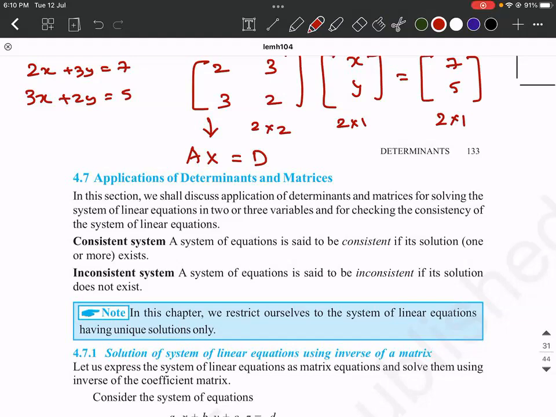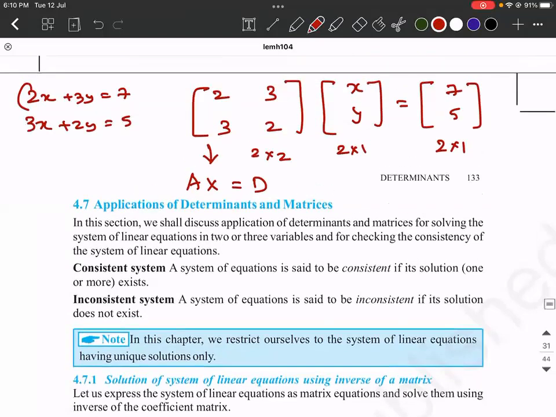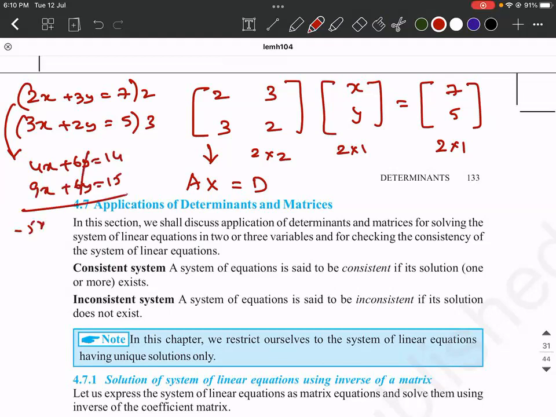So now you can ask me a question. Is it not easier for us to solve directly? If at all you want to solve this, what will be the logic you use? I'll just think of the elimination method. What will I do? I'll multiply this equation with 2. This equation I'll multiply with 3, so that this becomes 4x + 6y = 14. And this will become 9x + 6y = 15. Subtract both. Minus 5x will be equal to minus 1. So x will be equal to 1/5. Once I get x = 1/5, I'll substitute back. I'll get the value of y.